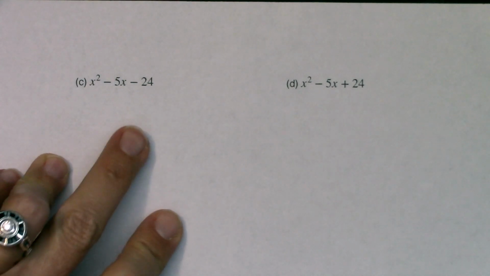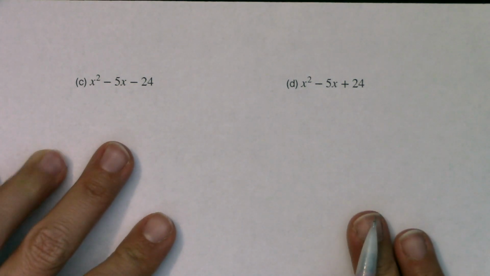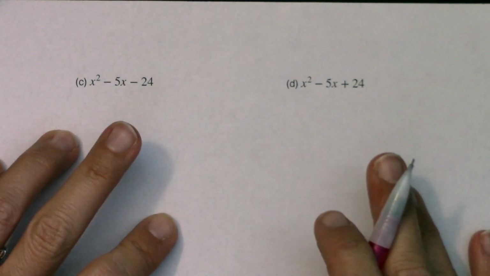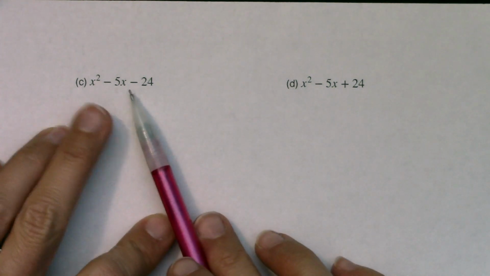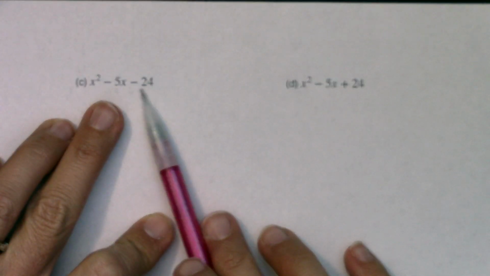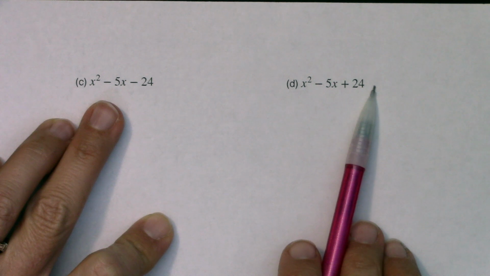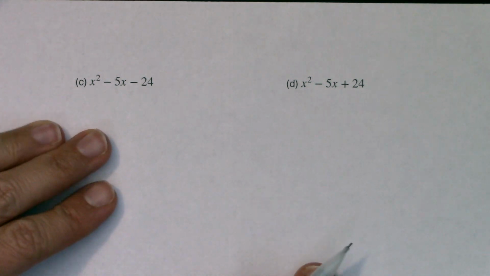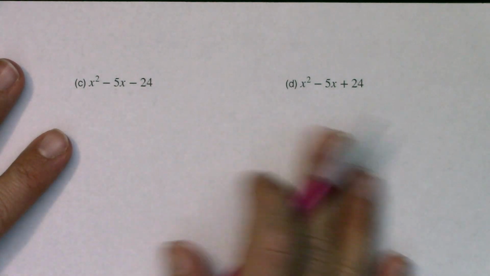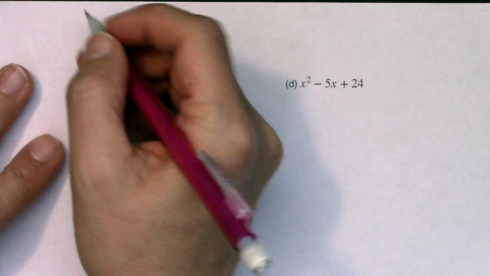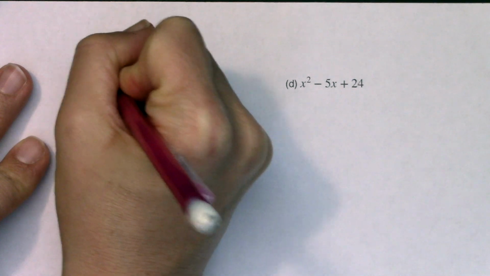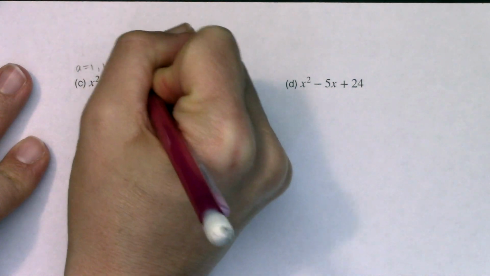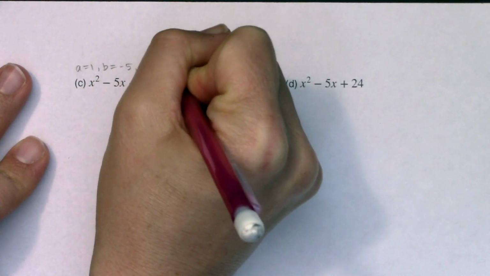All right, and let's take a moment and really compare C and D. I want you to notice that C and D look similar, but this has a -24 here and this has a +24 here. And I want to point that out because it's going to come into play. All right, so if I start to work this, we know A is 1, B is -5, and C is -24.